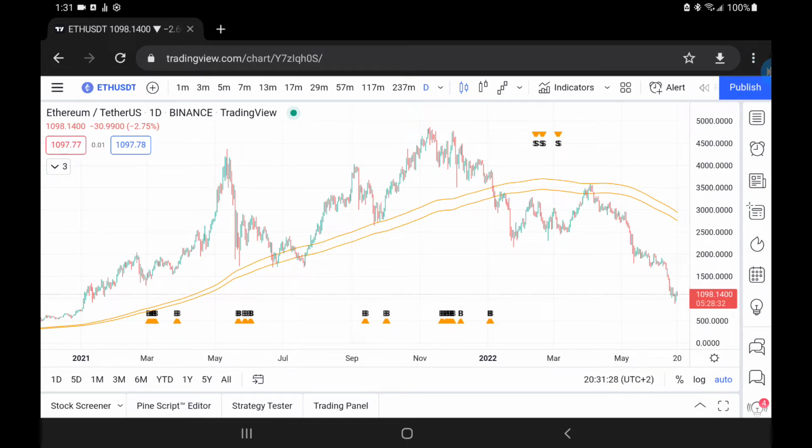Today I am going to talk about the recent downtrend of Ethereum. I'm going to give my opinion on what I believe is the major driving force of this downtrend. I'm going to limit that opinion strictly to technical analysis.